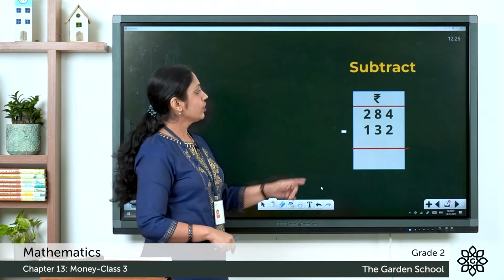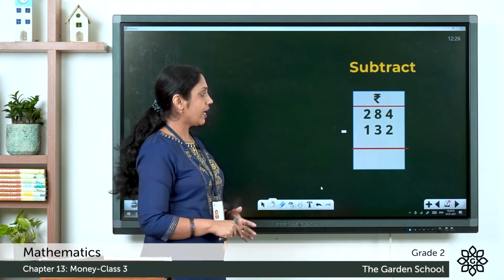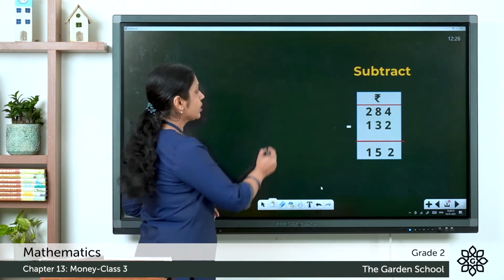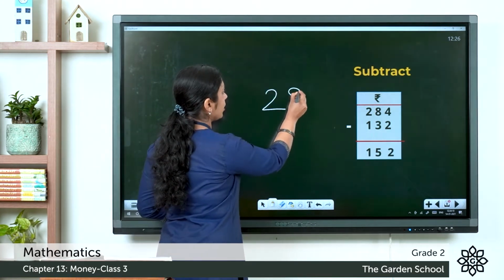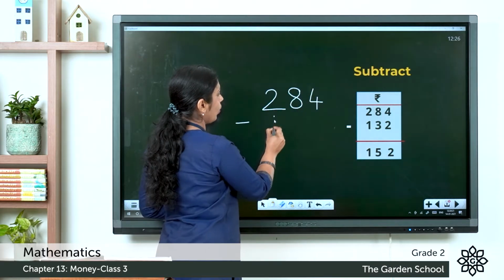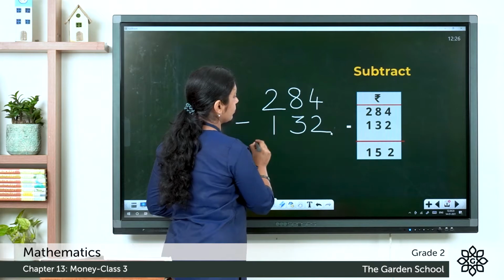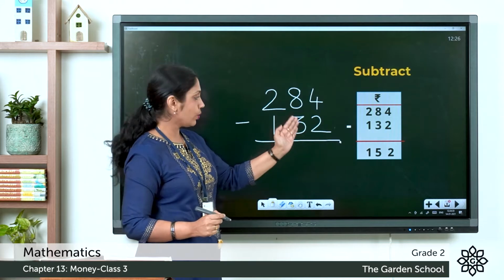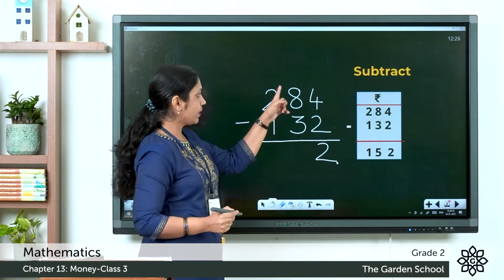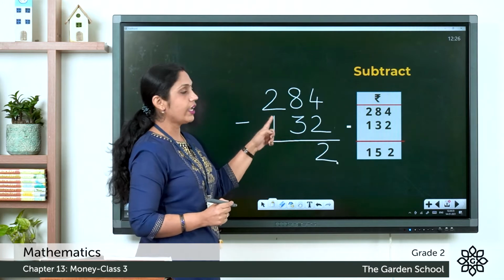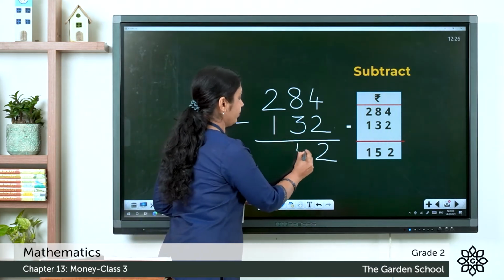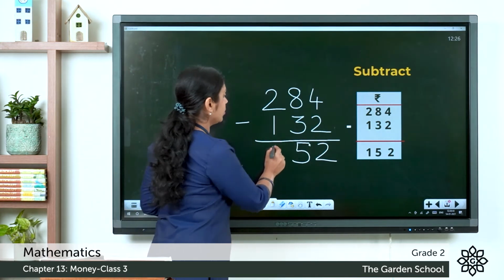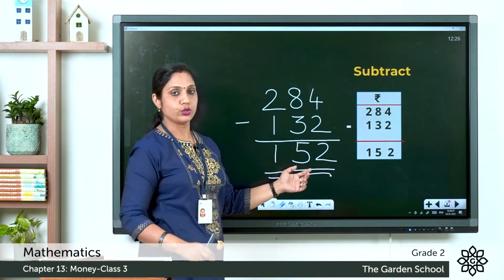So here let's subtract 284 rupees minus 132. How will we subtract this? Let's do that. 284 minus 132. We'll start from the ones position. 4 minus 2 is 2. In the tens place we have 8 minus 3, which is 5. In the hundreds place we have 2 minus 1, and 2 minus 1 is 1. So here the answer is 152.